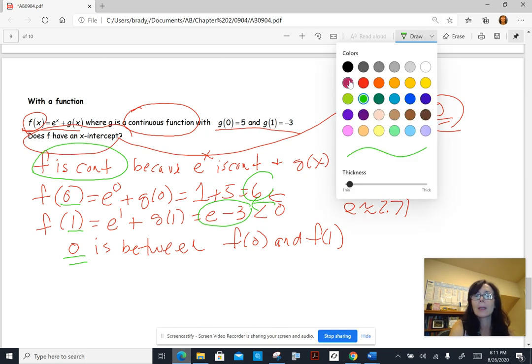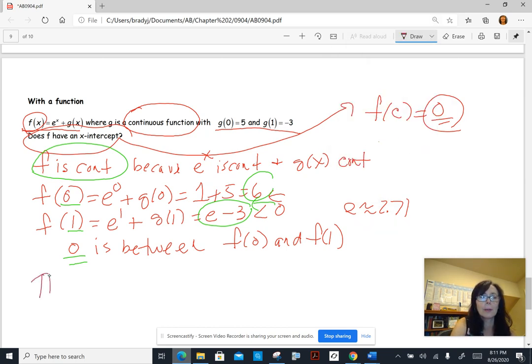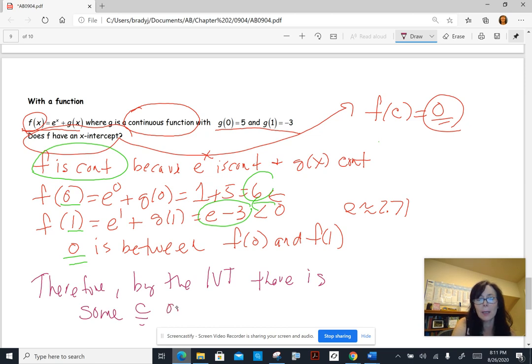Okay, so we're going to say, therefore, by the IVT, there is some c. So c is an x number. Where's that x number at? It's on the interval, but we're going to write it like math people, where the output would be f of c is equal to 0.